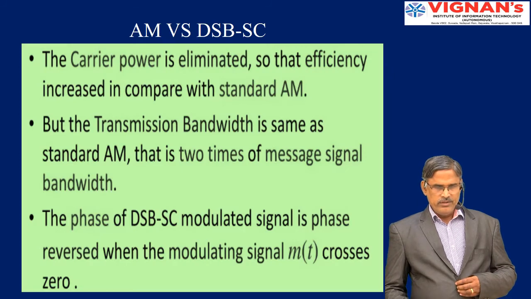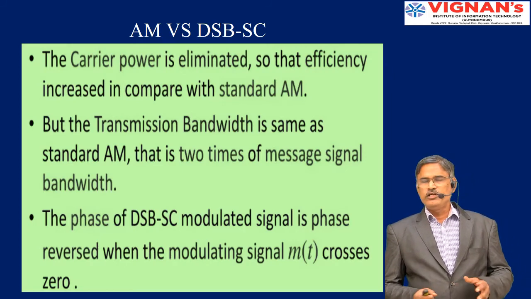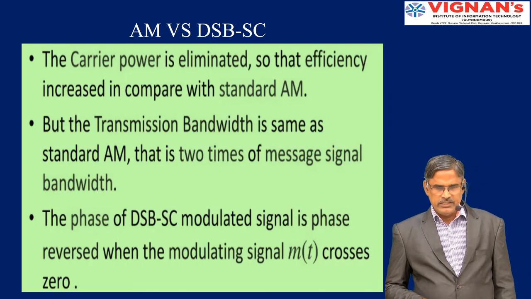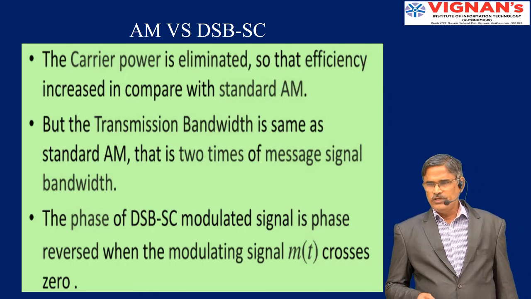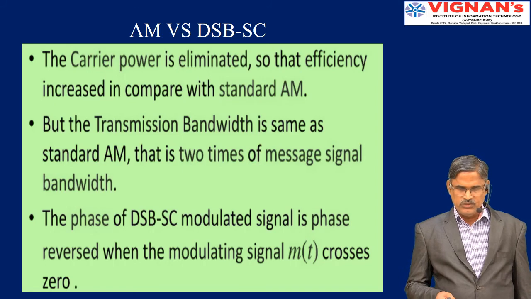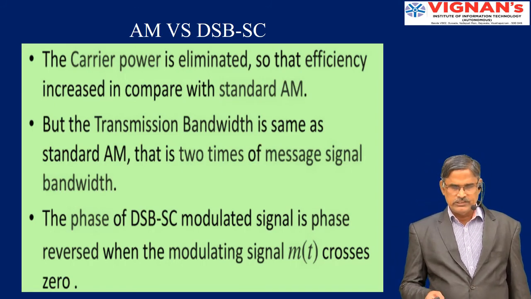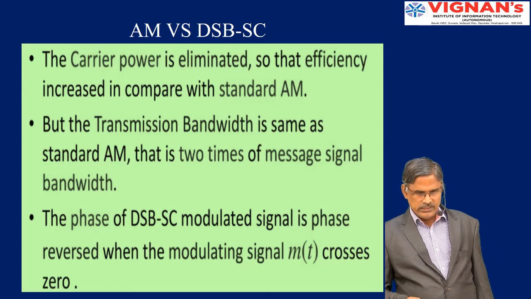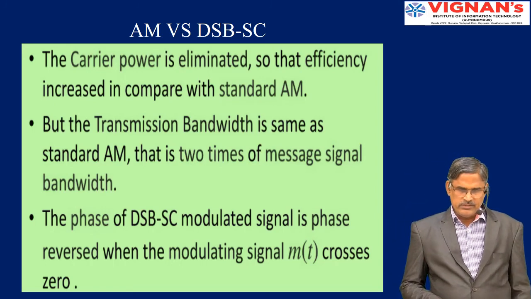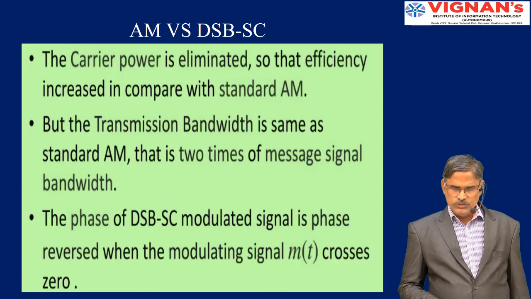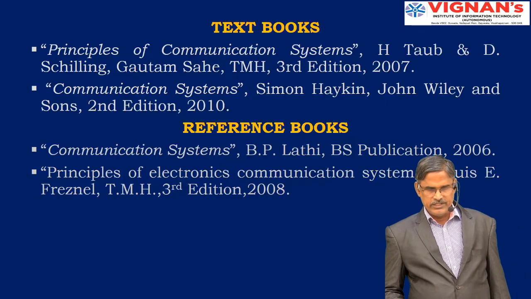Okay. Now when you compare with AM, what is the advantage of DSB-SC modulation? The first thing is power saving. There is no carrier signal in the transmitted signal. So straight away you are saving 66% of the signal power, and the bandwidth is the same. This is used for point to point communication.